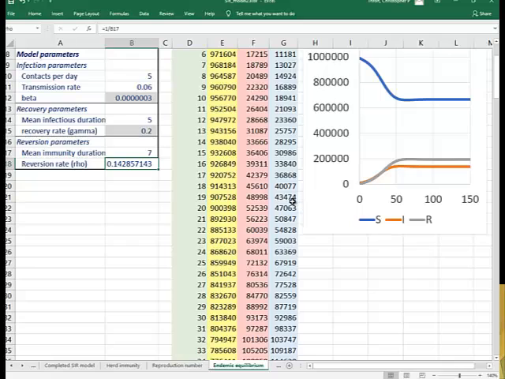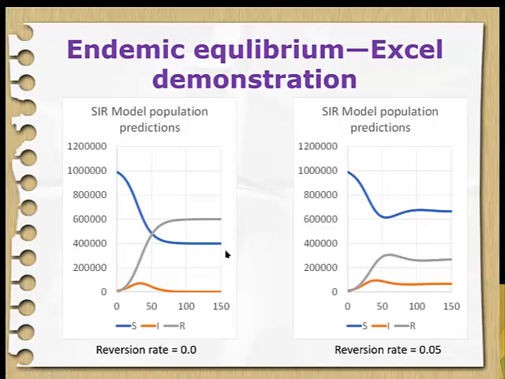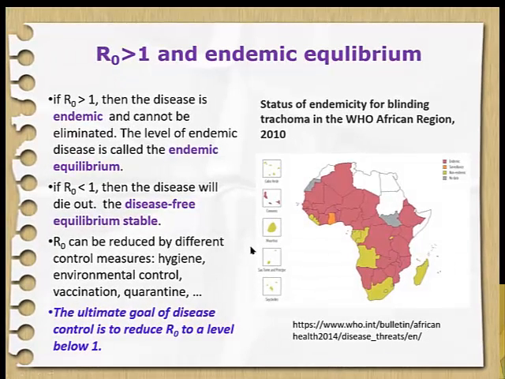Why is that? Because recovered becomes susceptible again and they can become reinfected. So I do not get the case like I did before, where eventually everyone gets the disease and the disease goes to 0. In this case, there is a constant disease level. This is called an endemic equilibrium. So endemic means that the disease always remains and does not change. You can see, for example, there are endemic diseases in Africa. This one is trachoma, and this shows the countries in which trachoma is endemic.